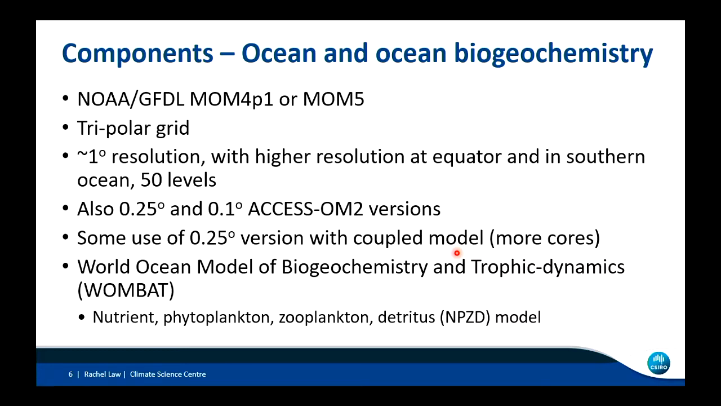In terms of biogeochemistry, we have a model called the World Ocean Model of Biogeochemistry and Trophic Dynamics, otherwise known as WOMBAT. What the wombat's got to do with the ocean, I'm not quite sure. It does account for the bio part of the system, looking at nutrient, phytoplankton, zooplankton and detritus, a so-called NPZD model. But it's fairly simple: as I understand it, one category of phytoplankton, one category of zooplankton.